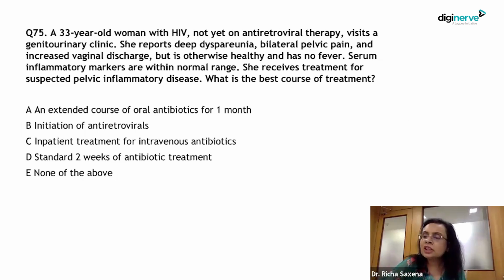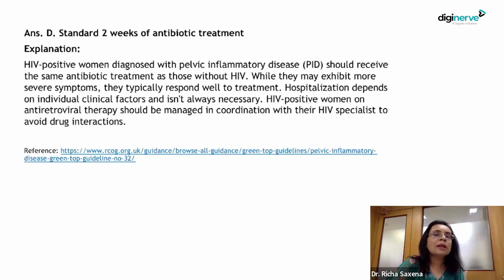So in an HIV positive patient, what is the best course of treatment for PID? Because of HIV, the disease symptoms might be severe, but the treatment strategy remains the same. So it is standard 2 weeks of antibiotic treatment in an HIV patient also for PID. It's just that the symptoms may be more severe, but they will respond well to antibiotic treatment.